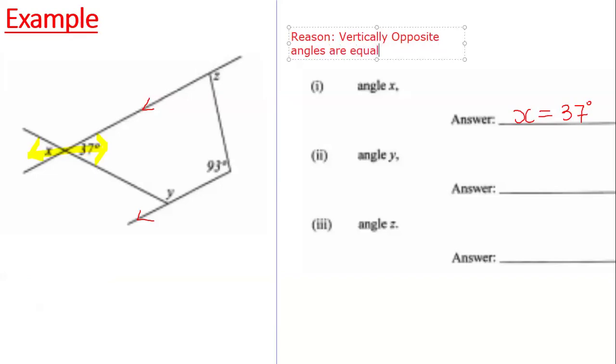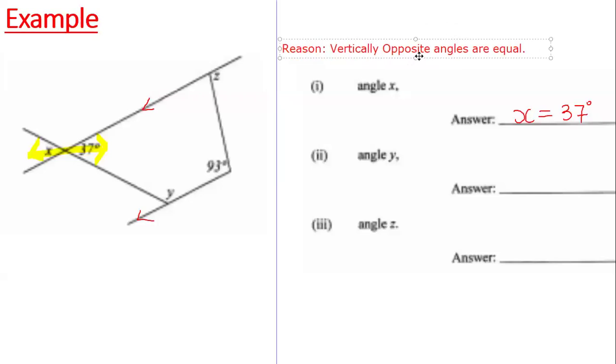Okay. Put your answers inside the chat if you think you know what to do. Still write it down in your book, please. I want you to write this down in the book. But for those of you who say they already finished, put your answers inside the chat. Obviously, you already know that X is 37.